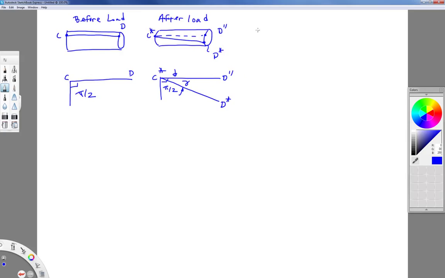On the end view of this bar, I have to draw the cross-section kind of big over here. This is the core, so the distance from the center of the bar to that outside edge, that's the distance rho, and that's a variable distance. It could be anywhere from 0 all the way out to the radius of the bar. This D double prime is sitting here in this picture, and this D star is over here in this picture.